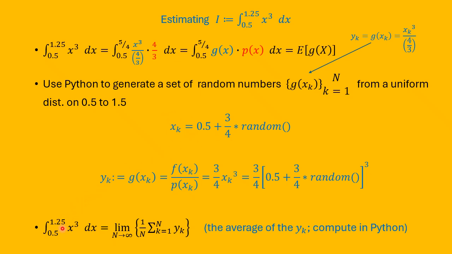And so then to evaluate this integral of 0.5 to 1.25 x cubed dx, we'll just look at the limit as n goes to infinity of 1 over n, the sum k goes from 1 to n of y sub k. As n gets larger and larger, this sum by the law of large numbers will certainly have this as its limit. So we're going to calculate this average for n equals, I think it was either 1,000 or 10,000, using a Python program.